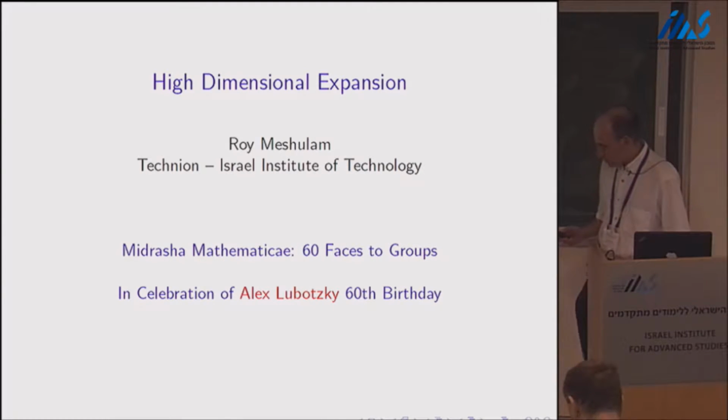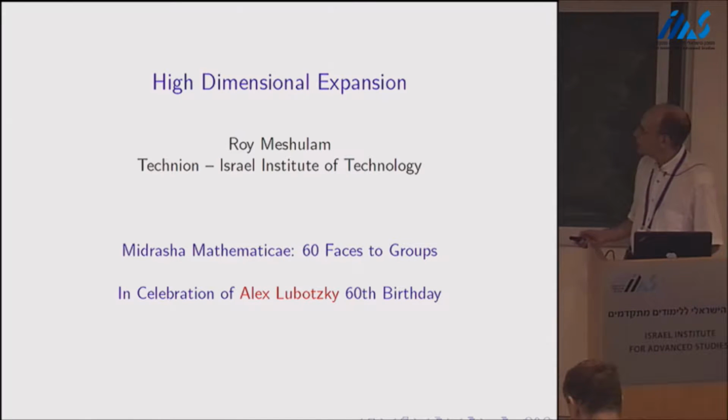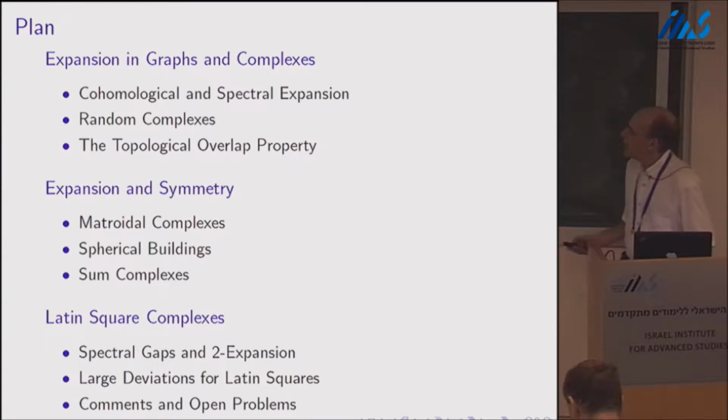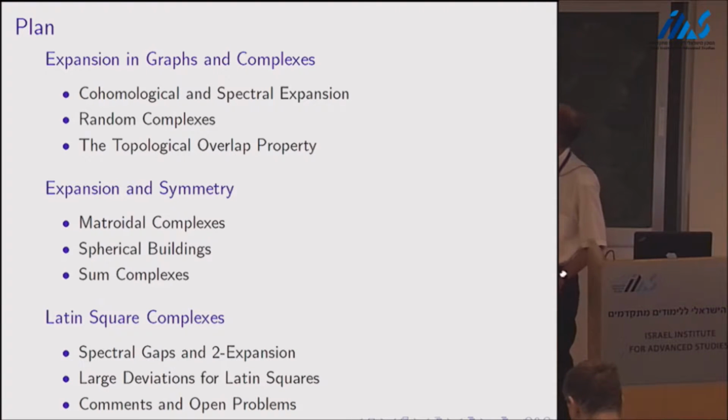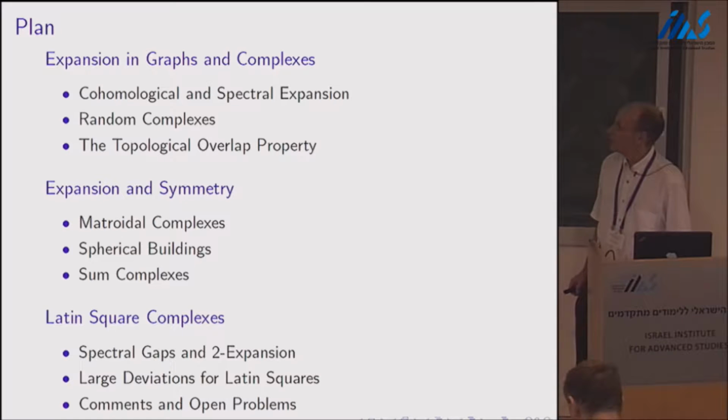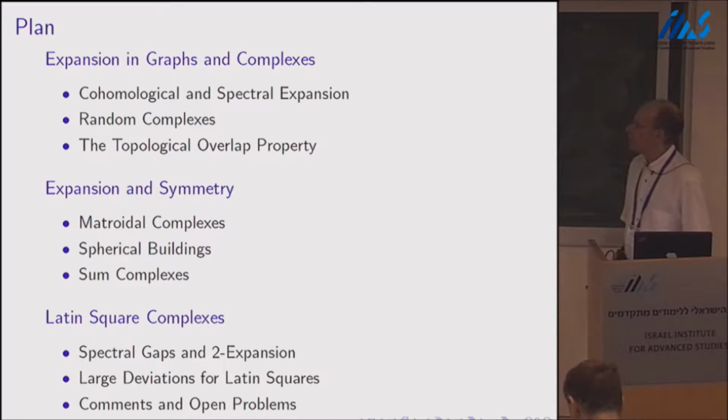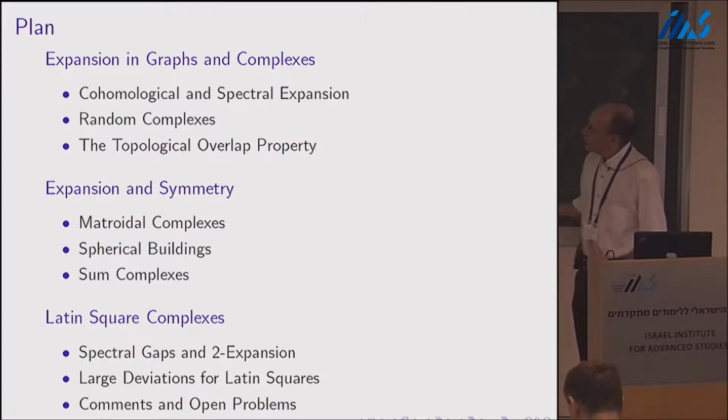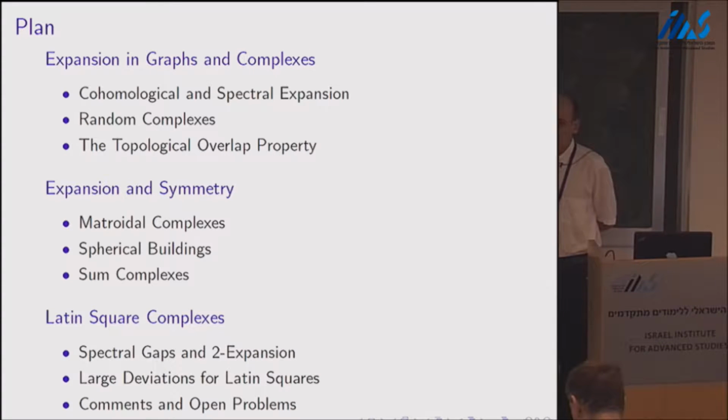Okay, so let's talk about high-dimensional expansion. And the plan is as follows. We'll first recall the notions of expansion in graphs, just in one-dimensional complexes. Then we'll extend these notions to high dimensions and see two independent instances where these notions came up. One is random complexes, and the other is Gromov's celebrated topological overlap theorem.